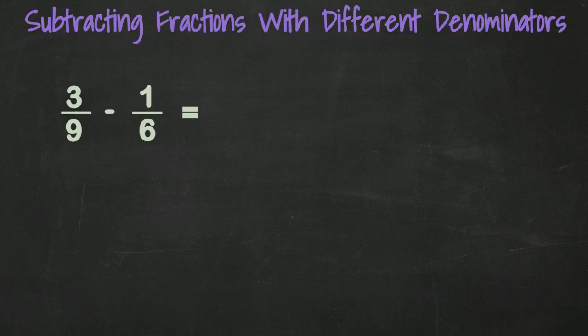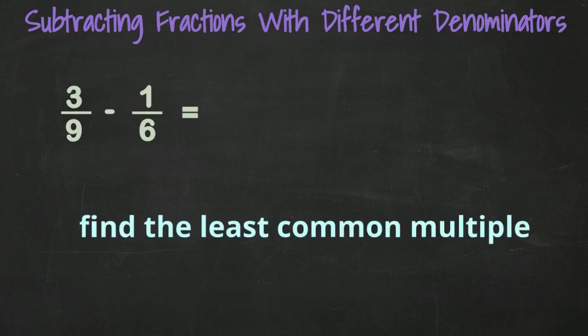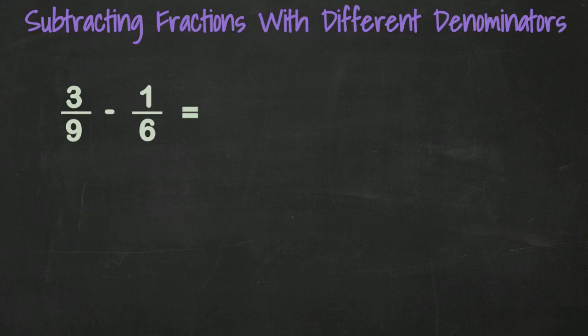Let's get started with a few examples. Take the fractions 3 over 9 minus 1 over 6. Subtracting fractions is simple when you have the same denominators, but we don't have that in this case. So let's get them both into equivalent fractions so we can subtract them easily. We can create equivalent fractions by looking for the least common multiple between the two denominators. Let's write out a few multiples of both 9 and 6 to see which one we can use.